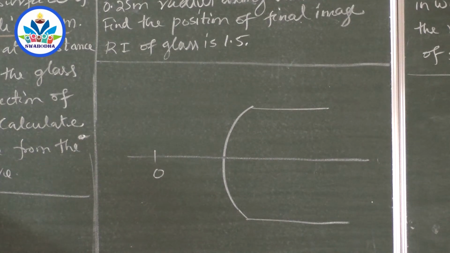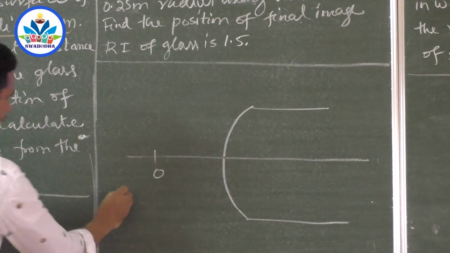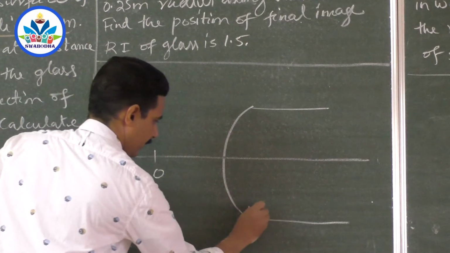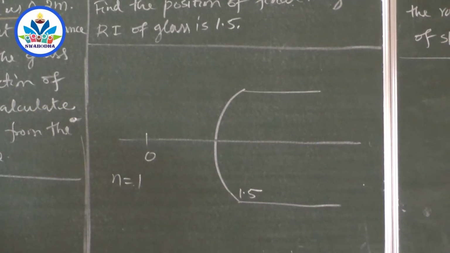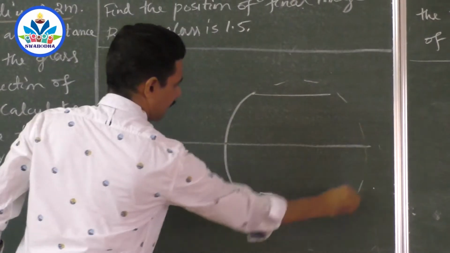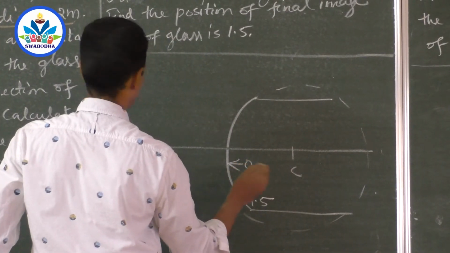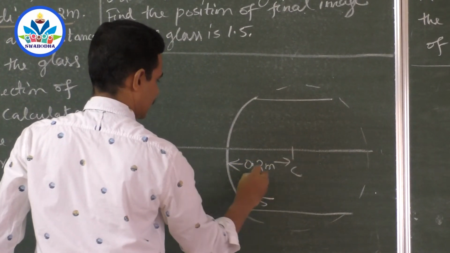Light from a point source in air, refractive index 1, falls on a convex spherical surface of glass of refractive index 1.5 and radius, okay, I will come, you need not complete this, just for the knowledge I do that. So this is 0.2 meters. Shall I take it as 20 centimeters?